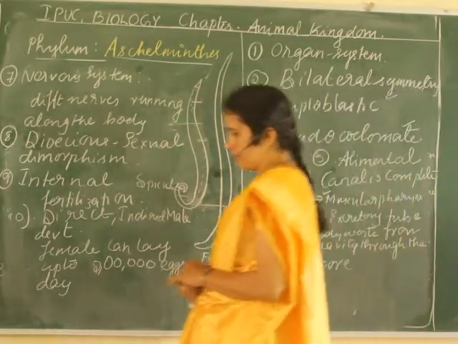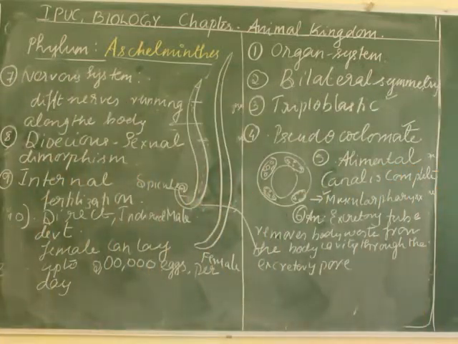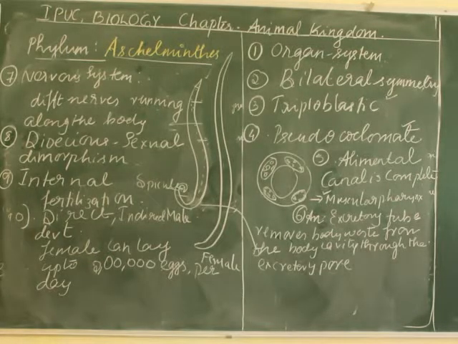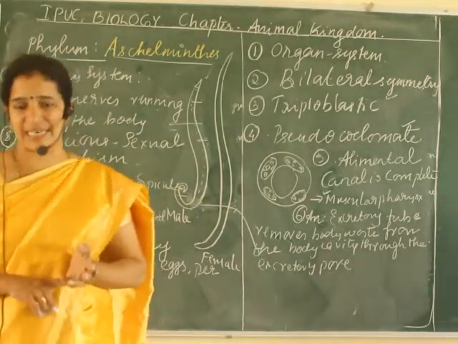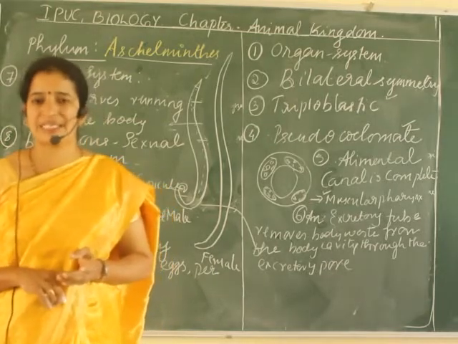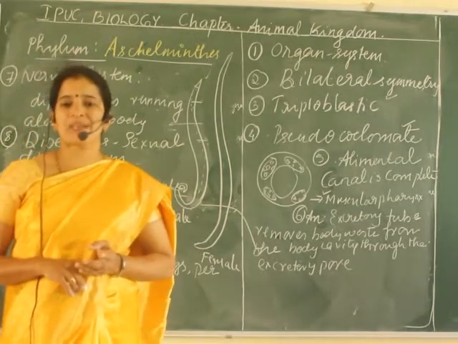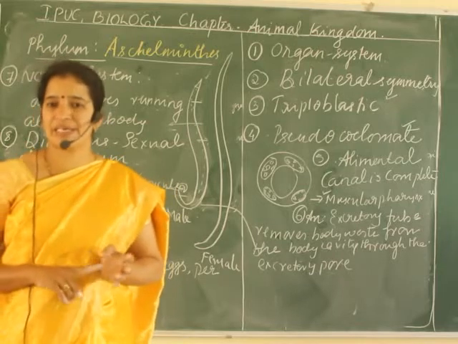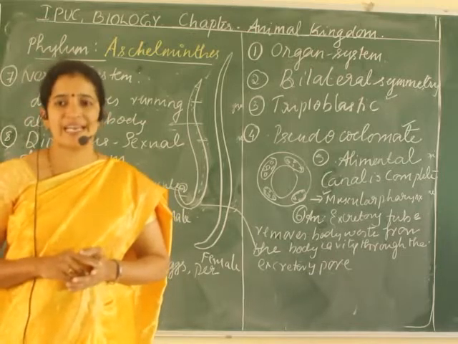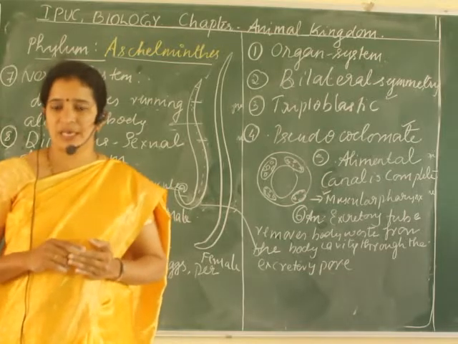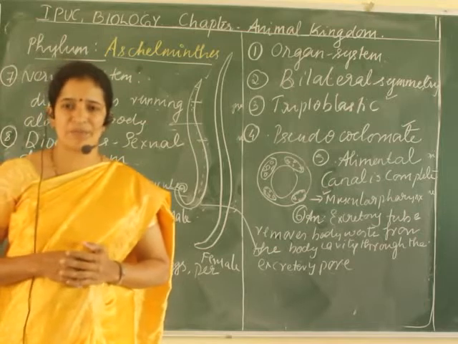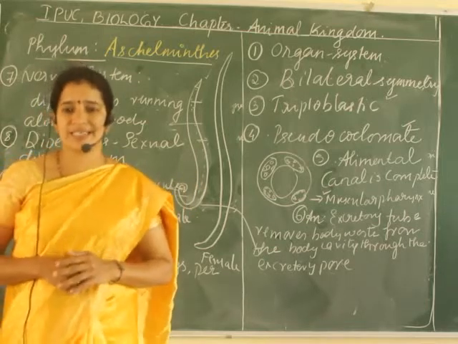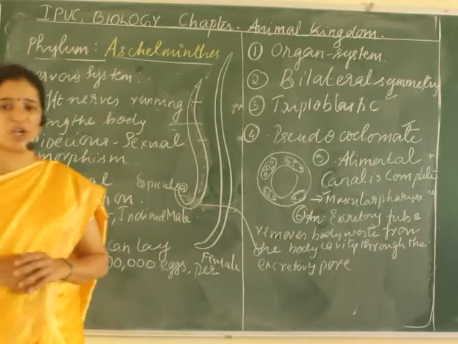Let us discuss some of the examples. One is Ascaris, whose complete scientific name is Ascaris lumbricoides. Then there is filariasis. You might have heard about the disease filariasis, that is elephantiasis. That disease is caused by a worm which belongs to this Aschelminthes, that is Wuchereria bancrofti.